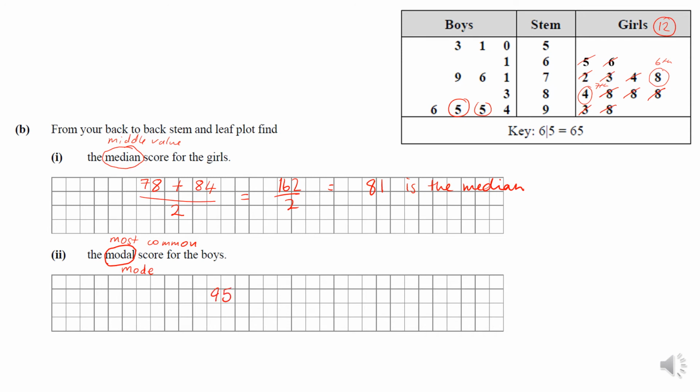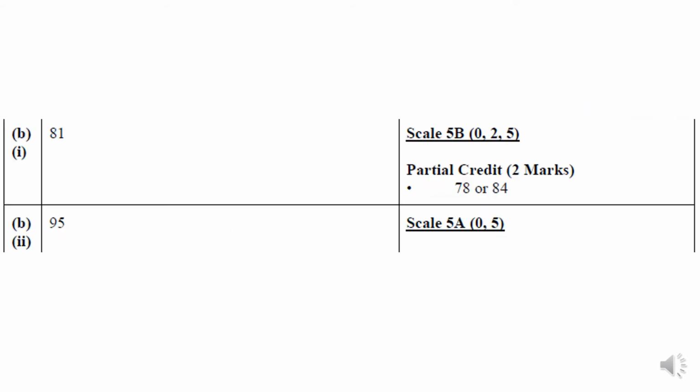Okay, so let's look. There are 5 marks going for your 81, which we got. Partial credit, so you could get 2 marks if you had answered 78 or 84, so you're close but not quite there. And 5 marks for the 95.